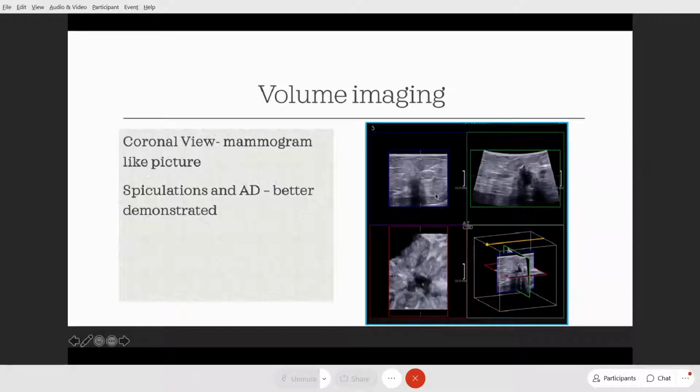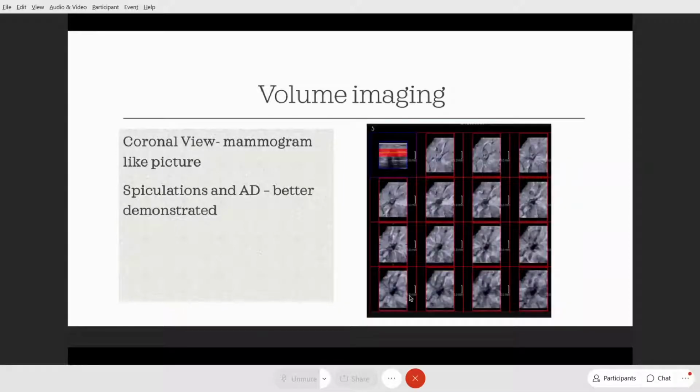This is actually a spiculated lesion. However, it's so difficult to appreciate the spiculation on the standard 2D image. However, the volume probe gives the coronal image, which beautifully depicts these spiculations and the architectural distortions which we hardly appreciate on a 2D image.